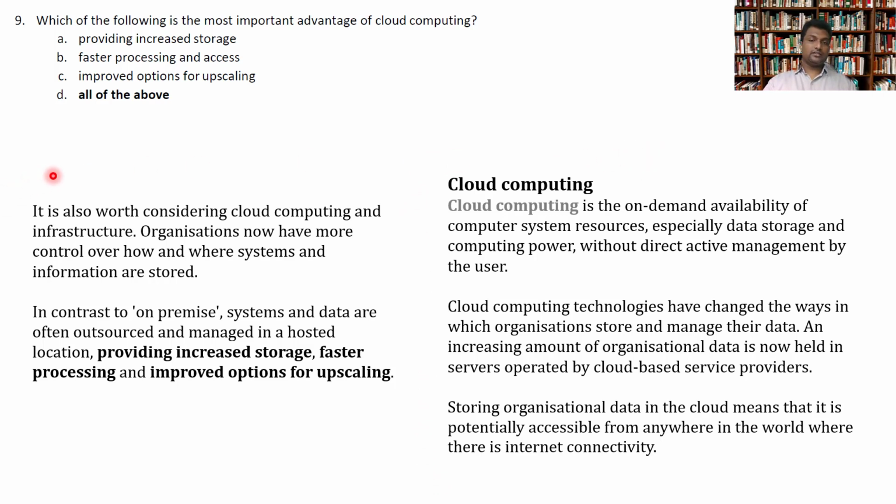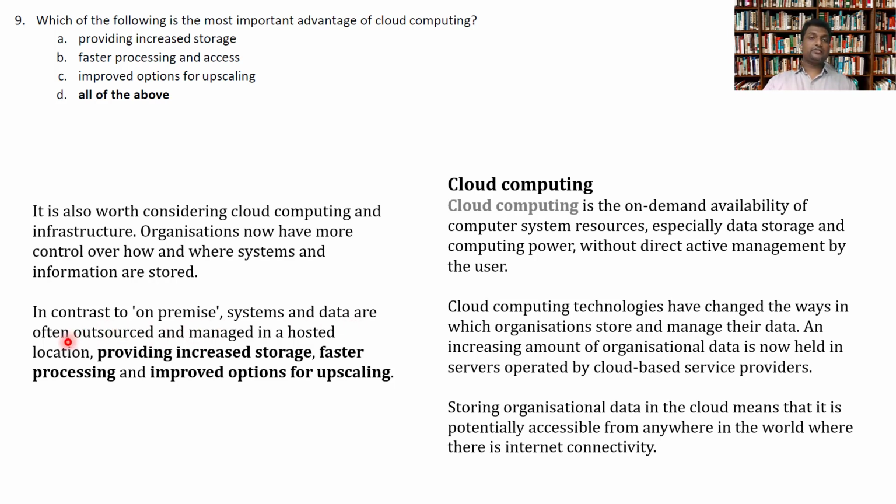Now if you look at the other explanation from the textbook, it says it is also worth considering cloud computing infrastructure. Organizations now have more control over how and where systems and information are stored, in contrast to on-premise systems. So this is having IT systems within the organizations in a server room. So on-premise, within the premises. Systems and data are often outsourced and managed in a hosted location. So cloud computing, everything is managed and hosted and kept in a different location, not in your organization.